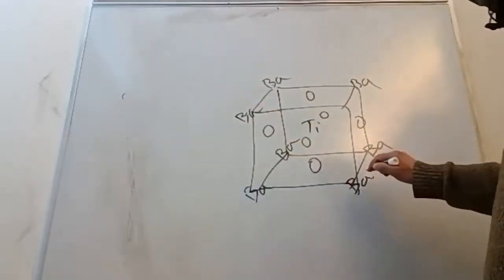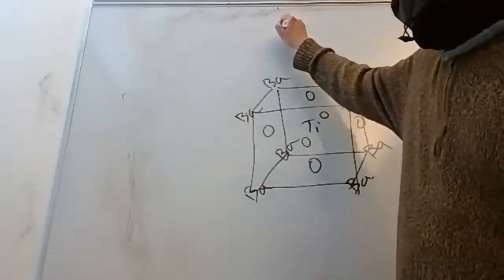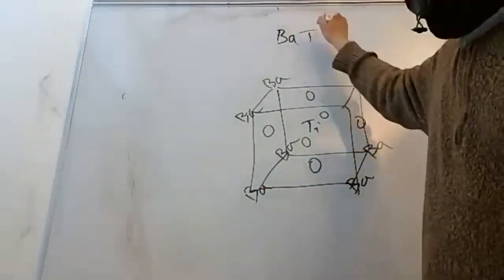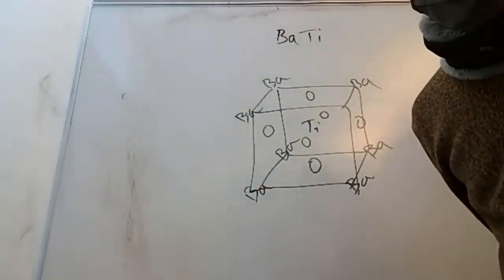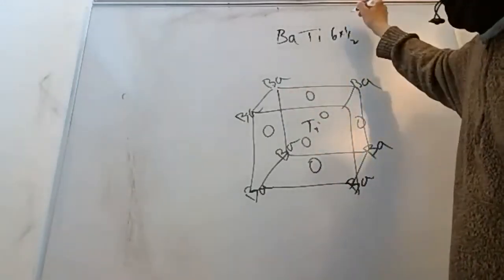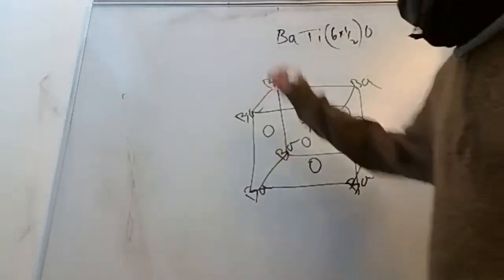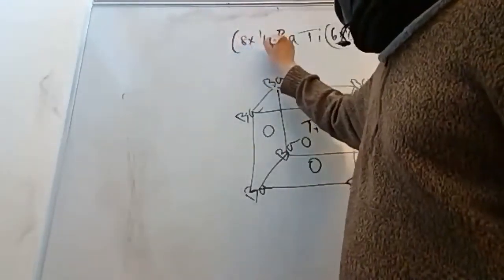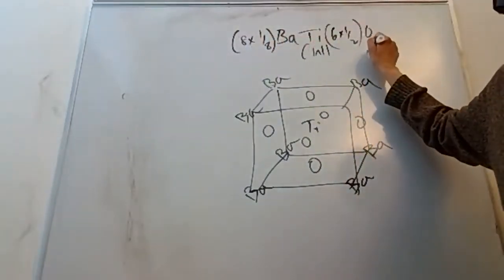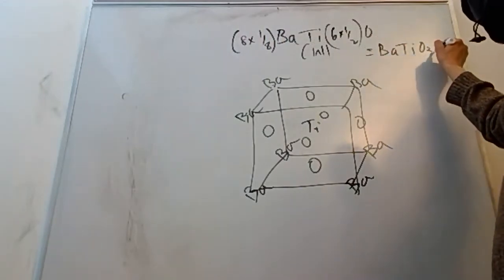So there are 8 of them. Because they are in the corner, their overall contribution to the cell is only 1 atom. Titanium is in the body center position, so that is going to be in the middle. And I have 6 oxygens, but they only contribute 1/2. So for barium, it is 8 times 1/8. For titanium it is 1 times 1, and oxygen is 6 times half. So the formula of this is BaTiO3.